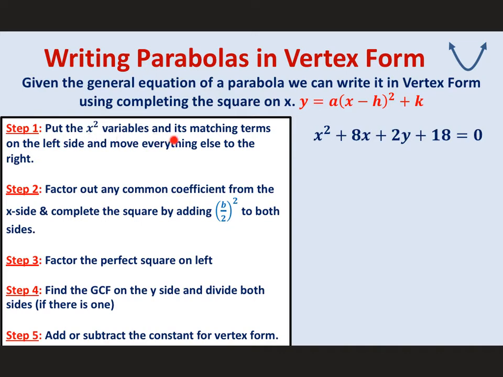So put the x squared variable and its matching term on the left side, move everything else to the right side. Factor out any common coefficients from the x side, and complete the square by taking the b value divided by 2 squared to both sides of the equation. Factor the perfect square on the left. Find the greatest common factor of the y side and divide on both sides. Add or subtract any constants left over.